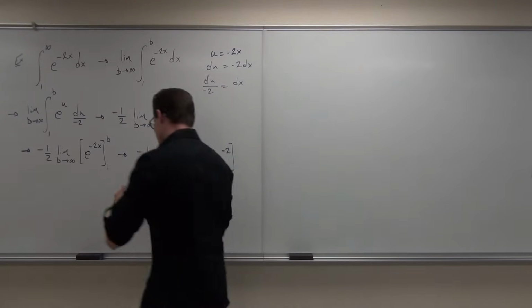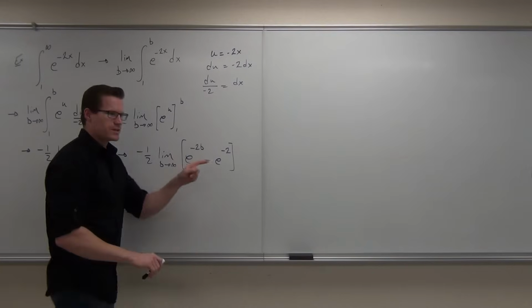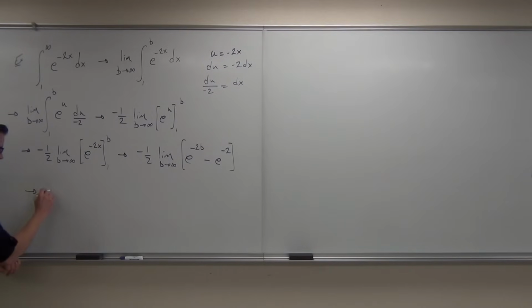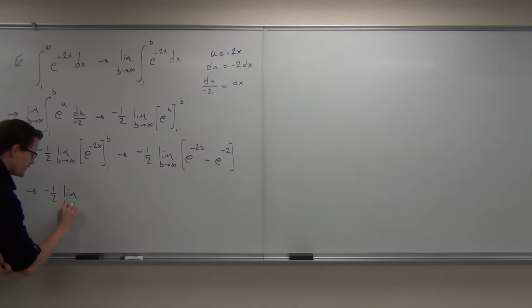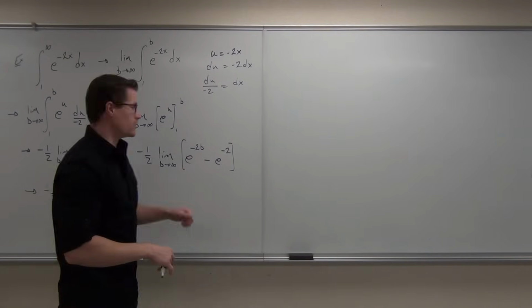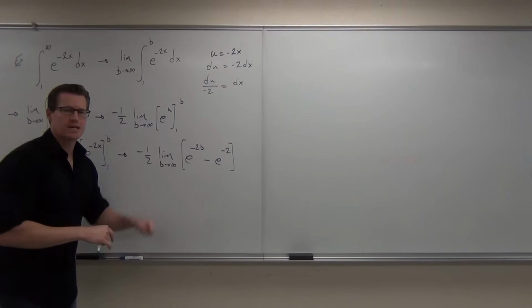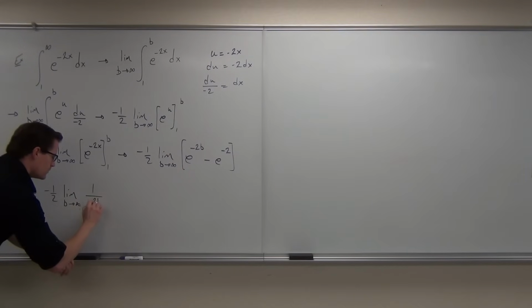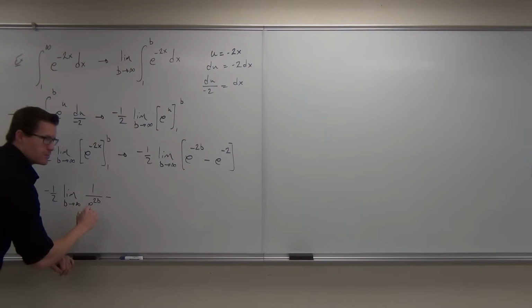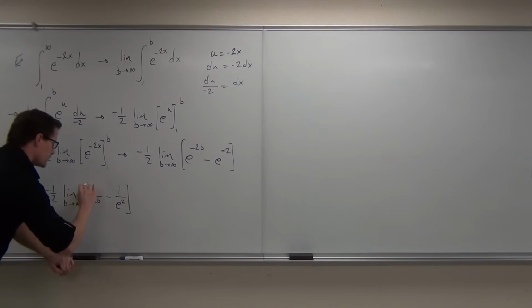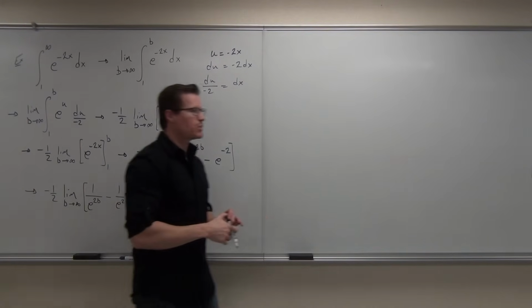If you're the type of person that says, you know what, I really don't like dealing with all these negative exponents, that it's hard for me to do, well, then what I would do if I was you is I'd keep the -1/2 out front, I'd write the limit as b approaches infinity, and then I'd rewrite these two things, because maybe that's going to be a little easier for you. How can you rewrite e to the -2b? What could you do? Minus 1/2 squared. Yeah, maybe that's a little bit easier to see what's happening.